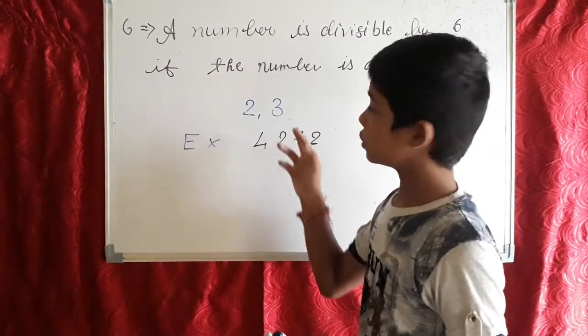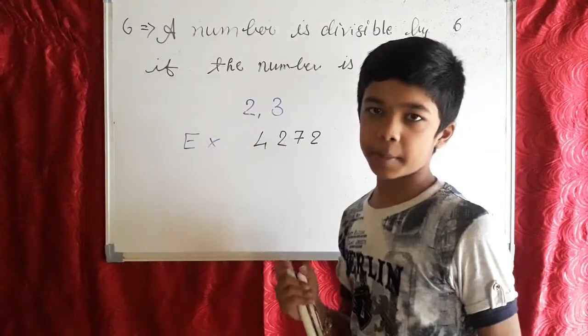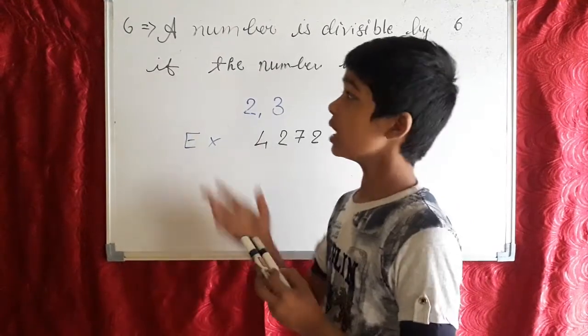Its sum is 15. So it is also divisible by 3. So this number is also divisible by 6. Okay. Now we will move to our 7th divisibility test.